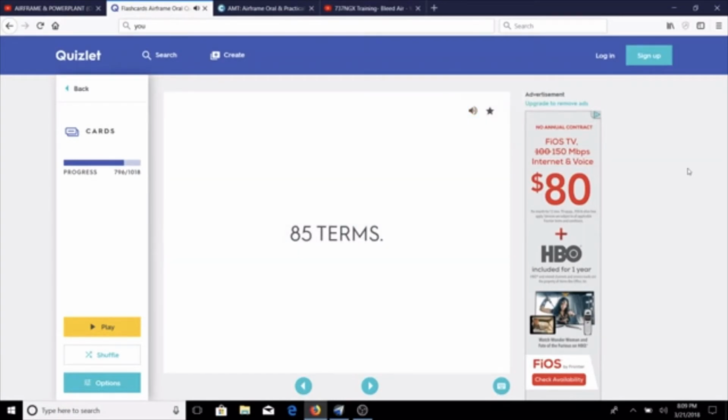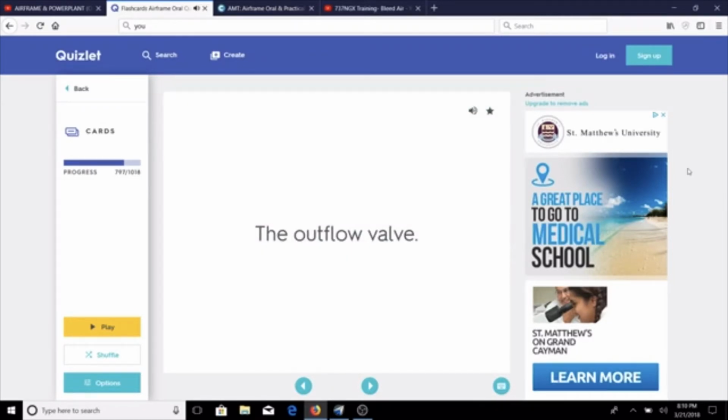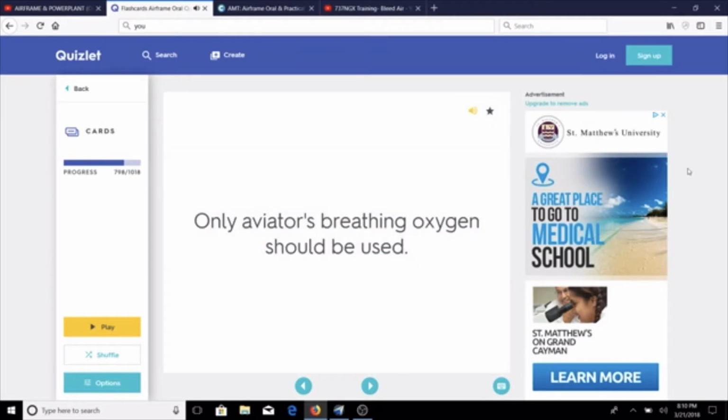85 terms. What controls the pressurization system? The outflow valve. Is there any special requirement as to the type of oxygen used in an aircraft system, and if so, what is it? Only aviator's breathing oxygen should be used.